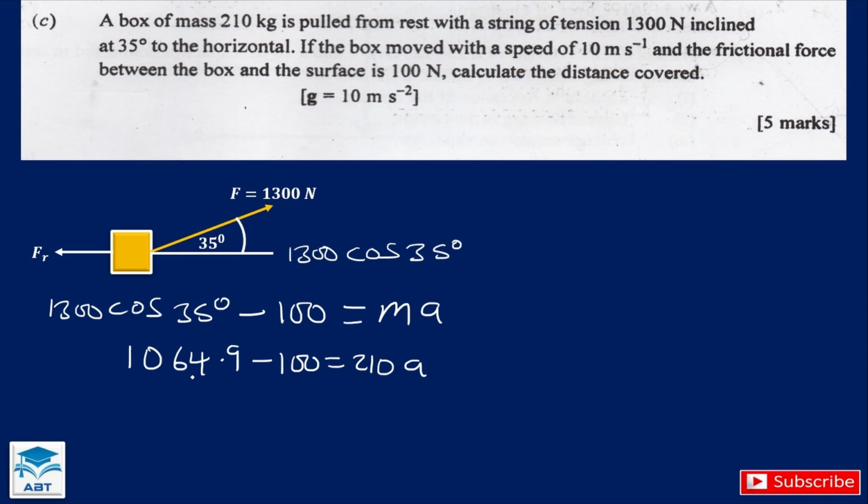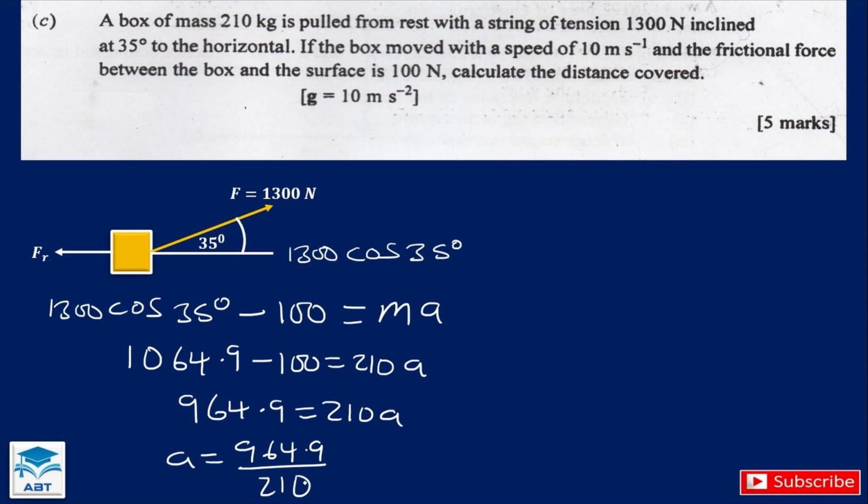And now 1064.9 minus 100 is 964.9, equal to 210 times the acceleration. And so we divide through by 210 to get the acceleration. And so acceleration here will be 964.9 divided by 210. And so the acceleration here is 4.6 meters per second squared.